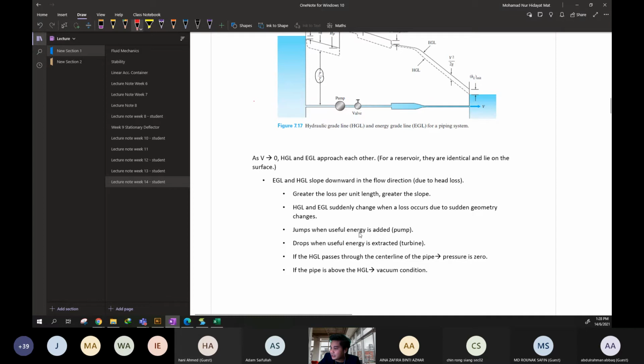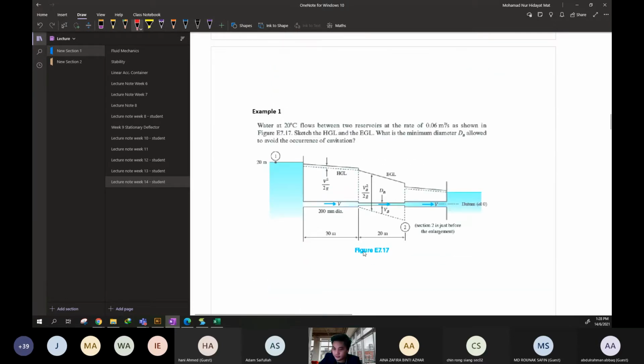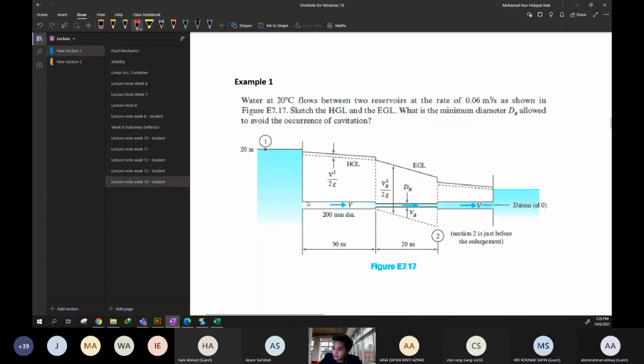For example, when we have the turbine, the function of the turbine is to extract, to get the energy from the fluid, so it will reduce the hydraulic grade line. When we have the pump, it will increase the energy, and so on. Okay, let's start with this kind of example.